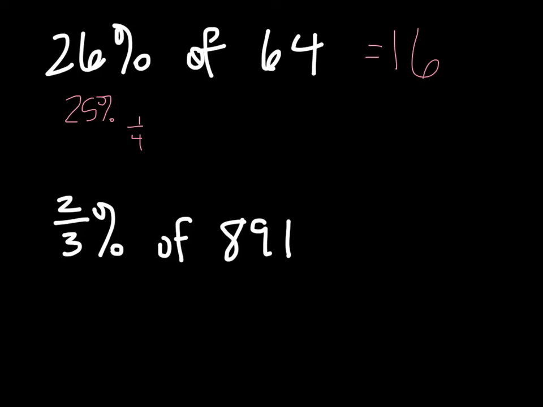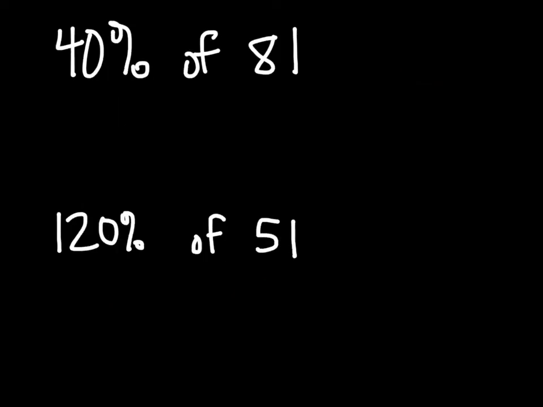Okay, if I have 2/3% of 891, well, 2/3% is really just about 1%. And 891 is really close to 900. So 1% of 900 is 9. But I know that I only want 2/3 of that, so 2/3 of 9 is 6. Because 1/3 of 9 is 3, so 2/3 is 6. All right, and a couple more examples.